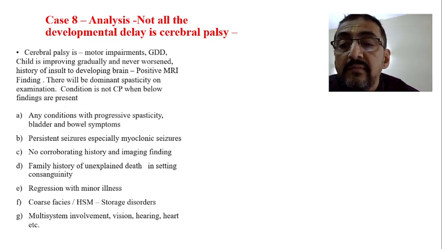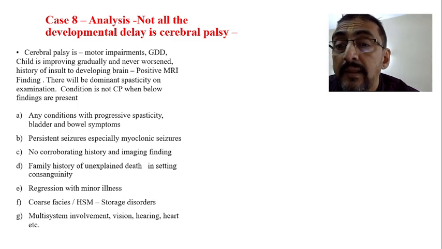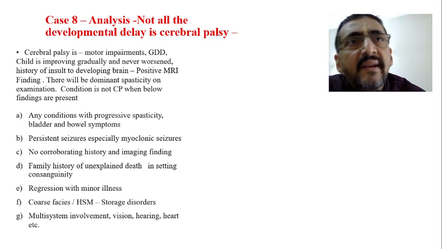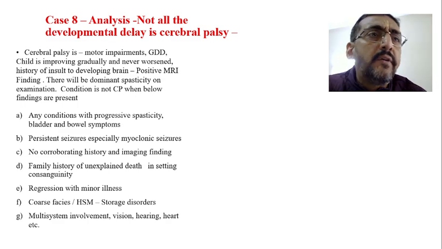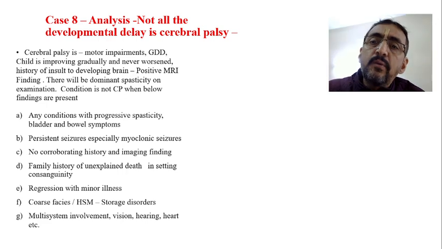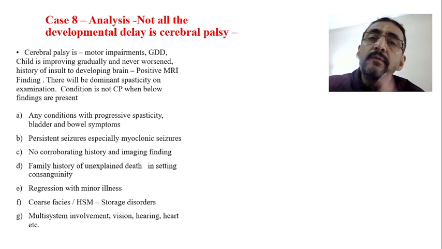Coarse facies, metabolic disorders, storage disorders may be the cause sometimes. Multi-system involvement, vision, hearing, heart, etc. If it is there, that is also not CP. Basically in CP we have motor system involvement, especially gross motor if it is spastic cerebral palsy. So these points help to differentiate developmental delay of CP origin from developmental delay of other origins.